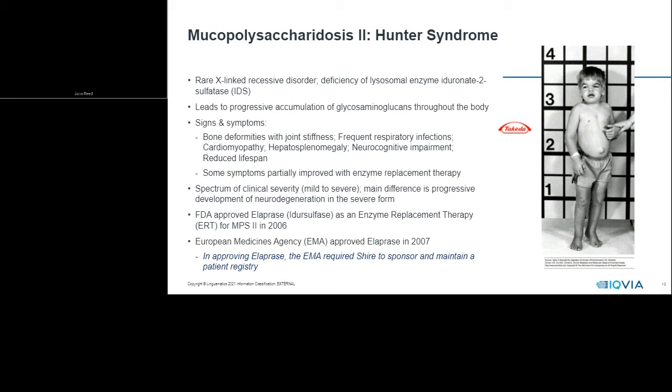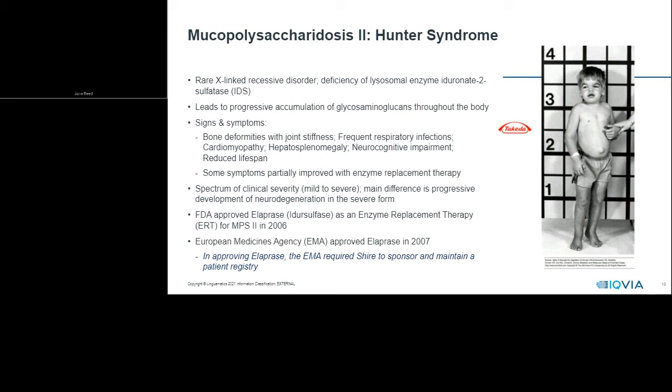So the trouble with the accumulation of this is you get a set of signs and symptoms because of it. So bone deformities, respiratory infections, cardiomyopathy, particularly neurocognitive impairment and reduced lifespan. And some of these symptoms are improved with enzyme replacement therapy. But the spectrum of clinical severity can vary quite largely from mild to severe, with the main difference being progressive development of neurodegeneration and cognitive impairment in the severe form.